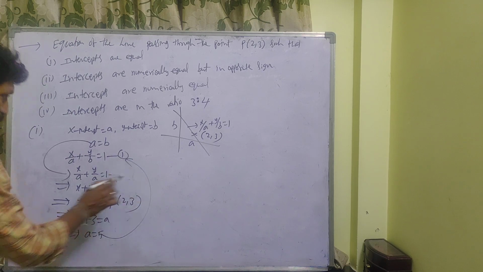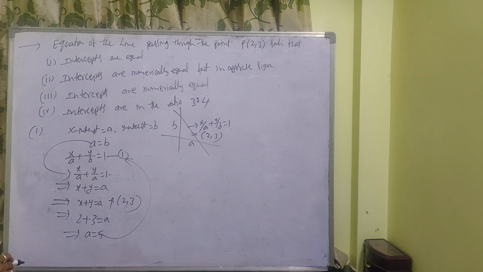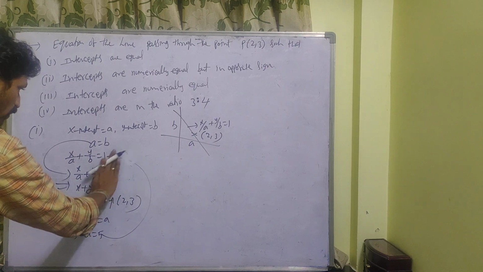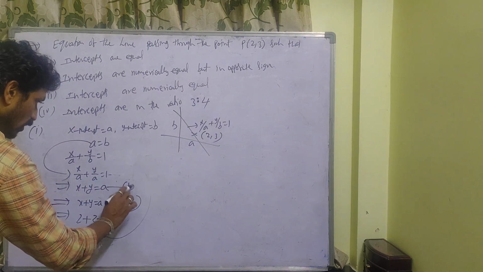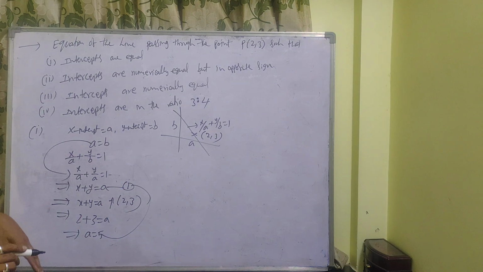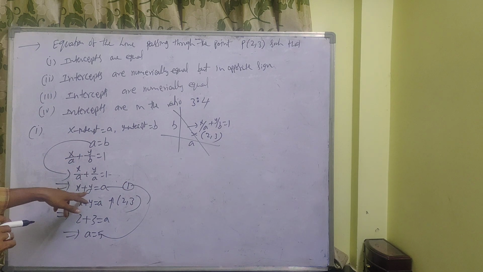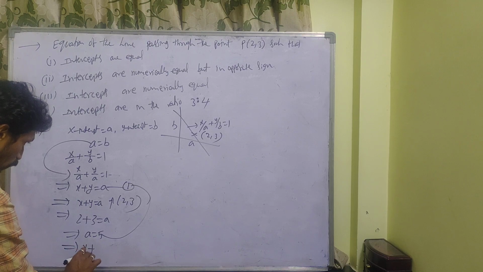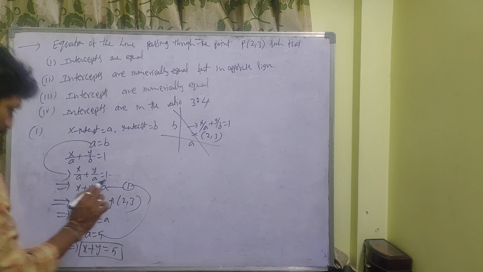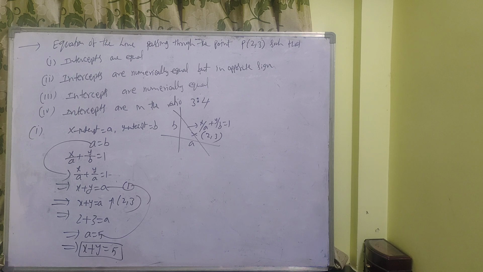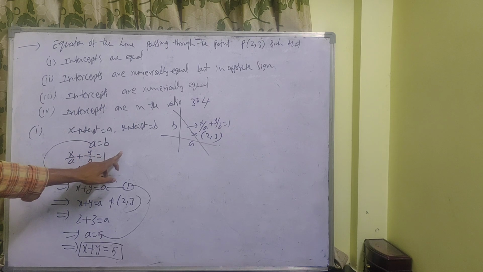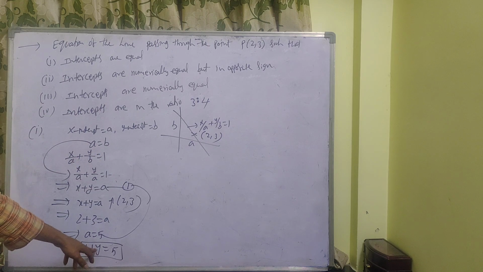Substitute this in equation 1. So, what is that? x plus y is equal to 5. That is our required equation, or x plus y minus 5 is equal to 0. If you substitute here, again, both A and B are the same, so x by A plus y by A is equal to 1. So x by 5 plus y by 5 is equal to 1. So x plus y is equal to 5. So you can take this answer directly.